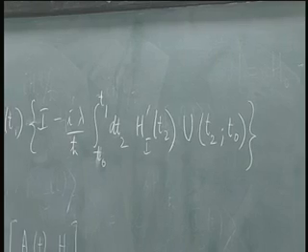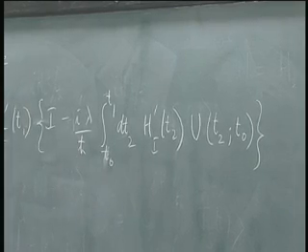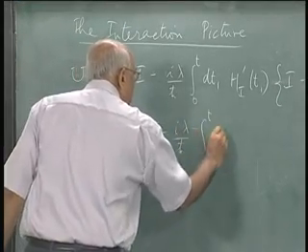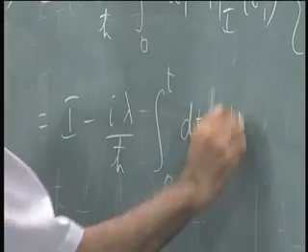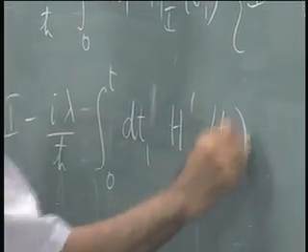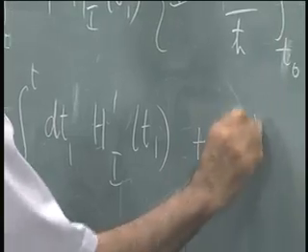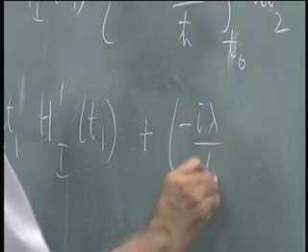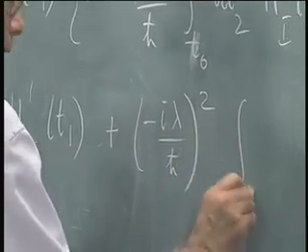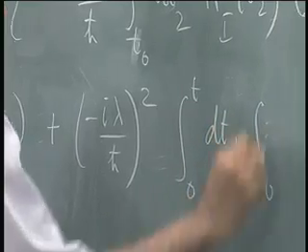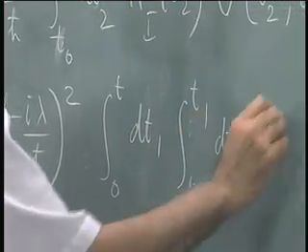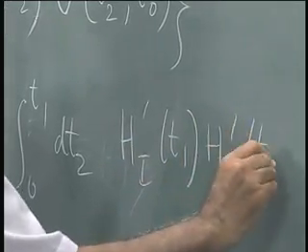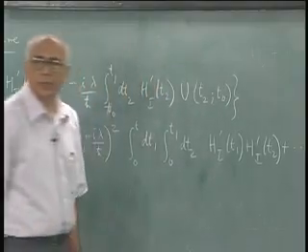So it is clear that this exact equation gives you an infinite series which is I minus I lambda over H cross, 0 to T dt1 Hi prime of T1, plus minus I lambda over H cross whole squared, 0 to T dt1, 0 to T1 dt2 Hi prime, plus etc., an infinite series.